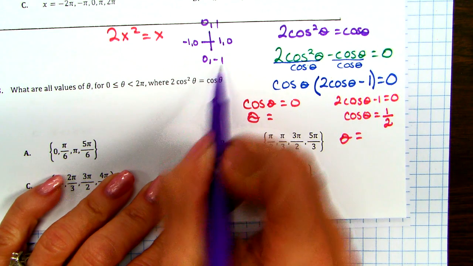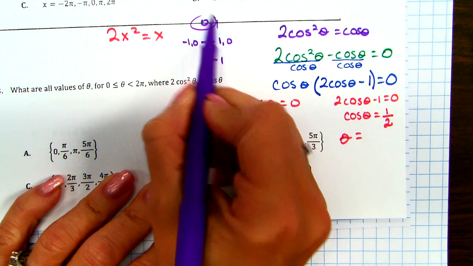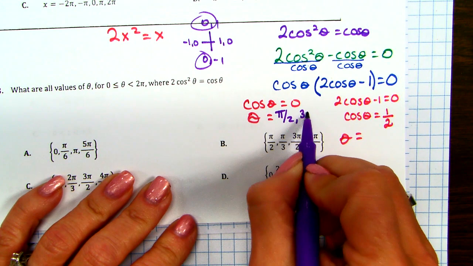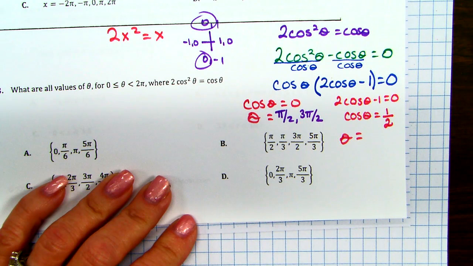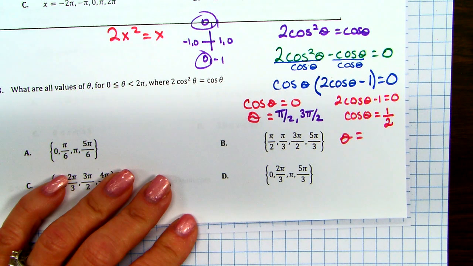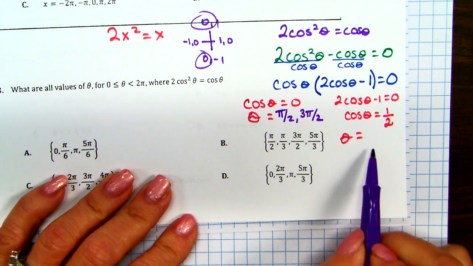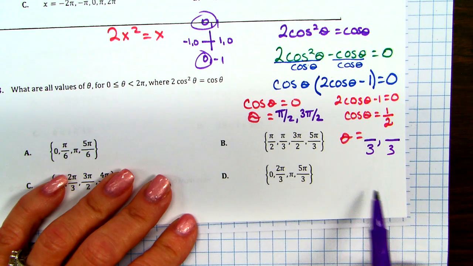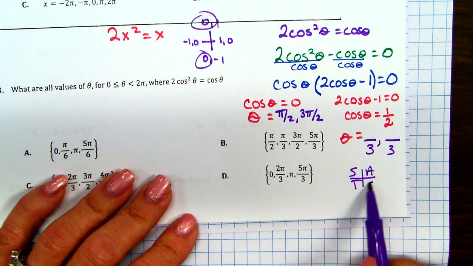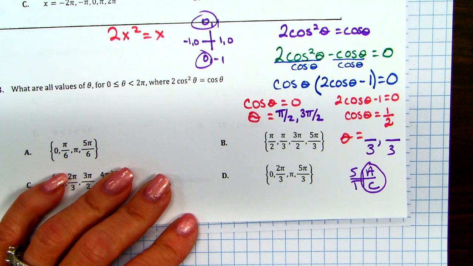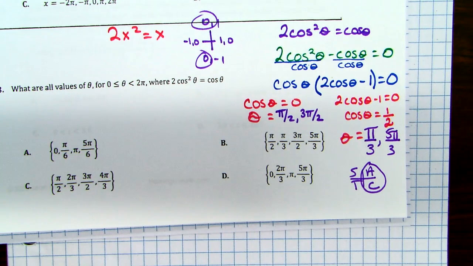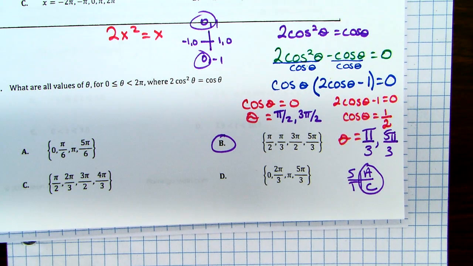0, 1, and 0, negative 1. Where is cosine 0? At the top and at the bottom. Those are pi over 2 and 3 pi over 2. Where is cosine 1/2? What are those denominators? Denominator of what? 3. And where is cosine positive? 1 and 4. So pi over 2 and 3 pi over 2 and pi over 3 and 5 pi over 3.